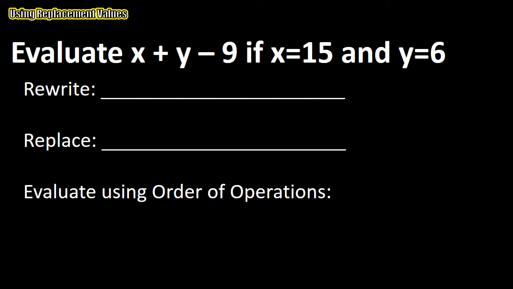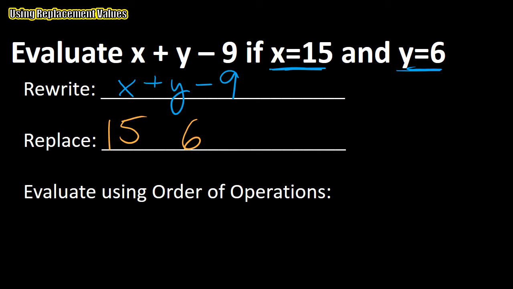And so here we're given this example. It says evaluate x plus y minus 9 if x is equal to 15 and y is equal to 6. So what I'm going to do is just write out everything that I know. And then I'm going to replace x and y. So x is 15, and then y is 6. And I'm going to go ahead and write in everything else that I know.